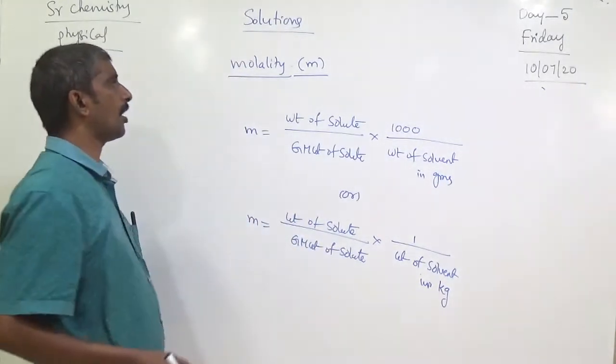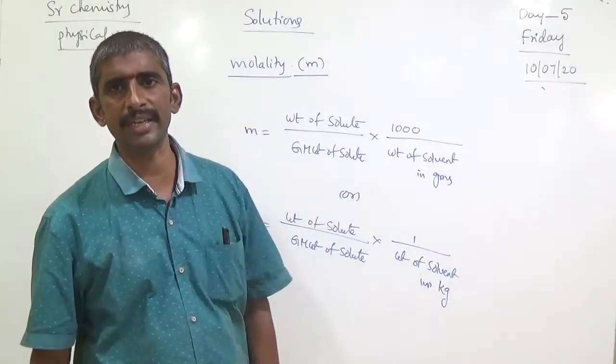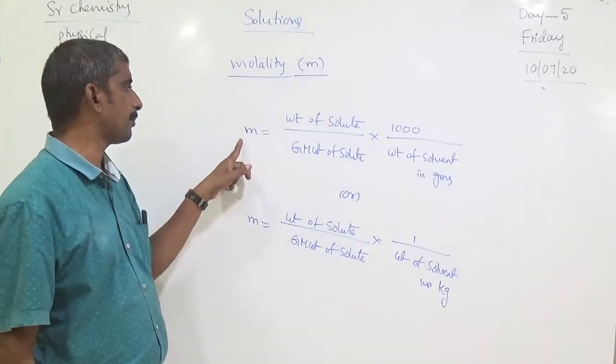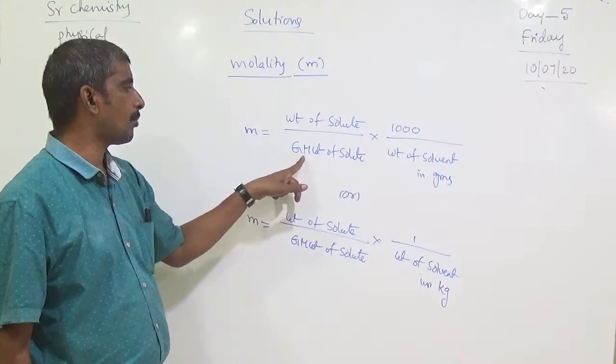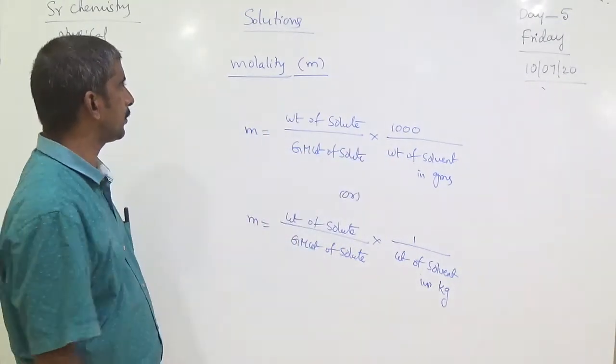So these are molality. Units of molality: moles per kilogram, or moles kilogram inverse. The molality formula: m equals weight of solute by gram molecular weight of solute, into 1000, by weight of solvent in grams.